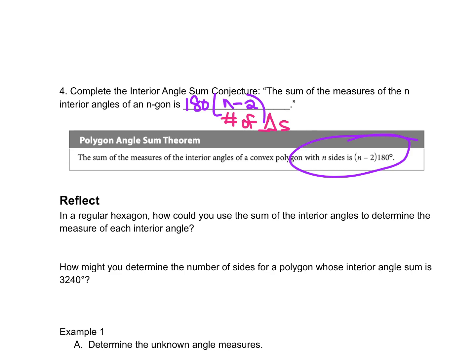So in a regular hexagon, how could you use the sum of the interior angles to determine the measure of each interior angle? Well, first off, let's talk about the word regular. If it says regular, all angles are congruent and all sides are congruent. Okay, so how do you use the sum? Well, let's find the sum. So regular hexagon.